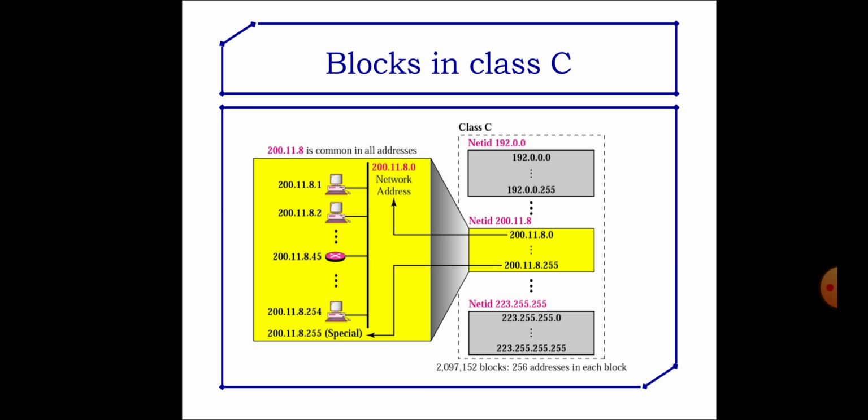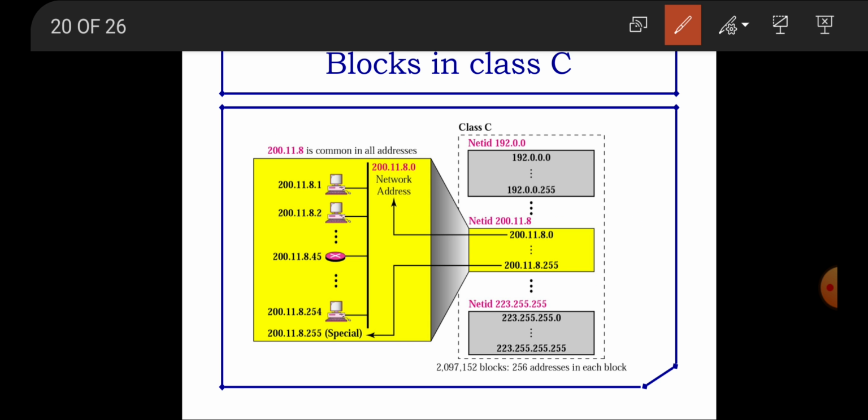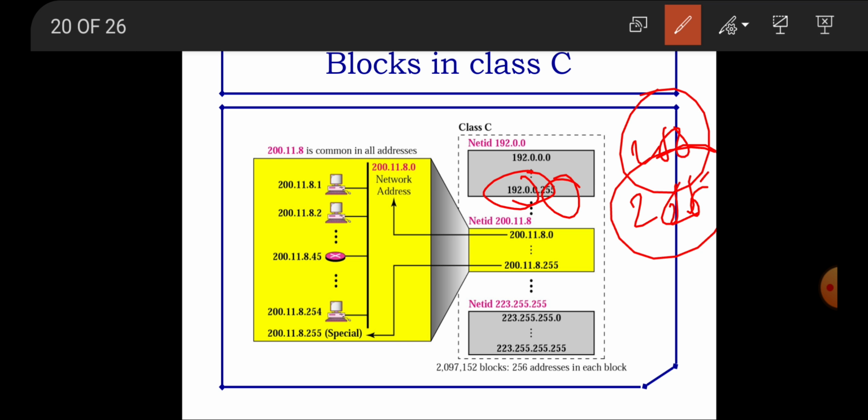Now the very useful one is class C. We are using from 198 to 200. In one network ID there are 255 IP addresses, or you can say 256 IP addresses. Suppose our college is using 192.0.0. That is one network ID our college is using. In one network ID there are 256 IP addresses, so you can use 256 PCs in your college.